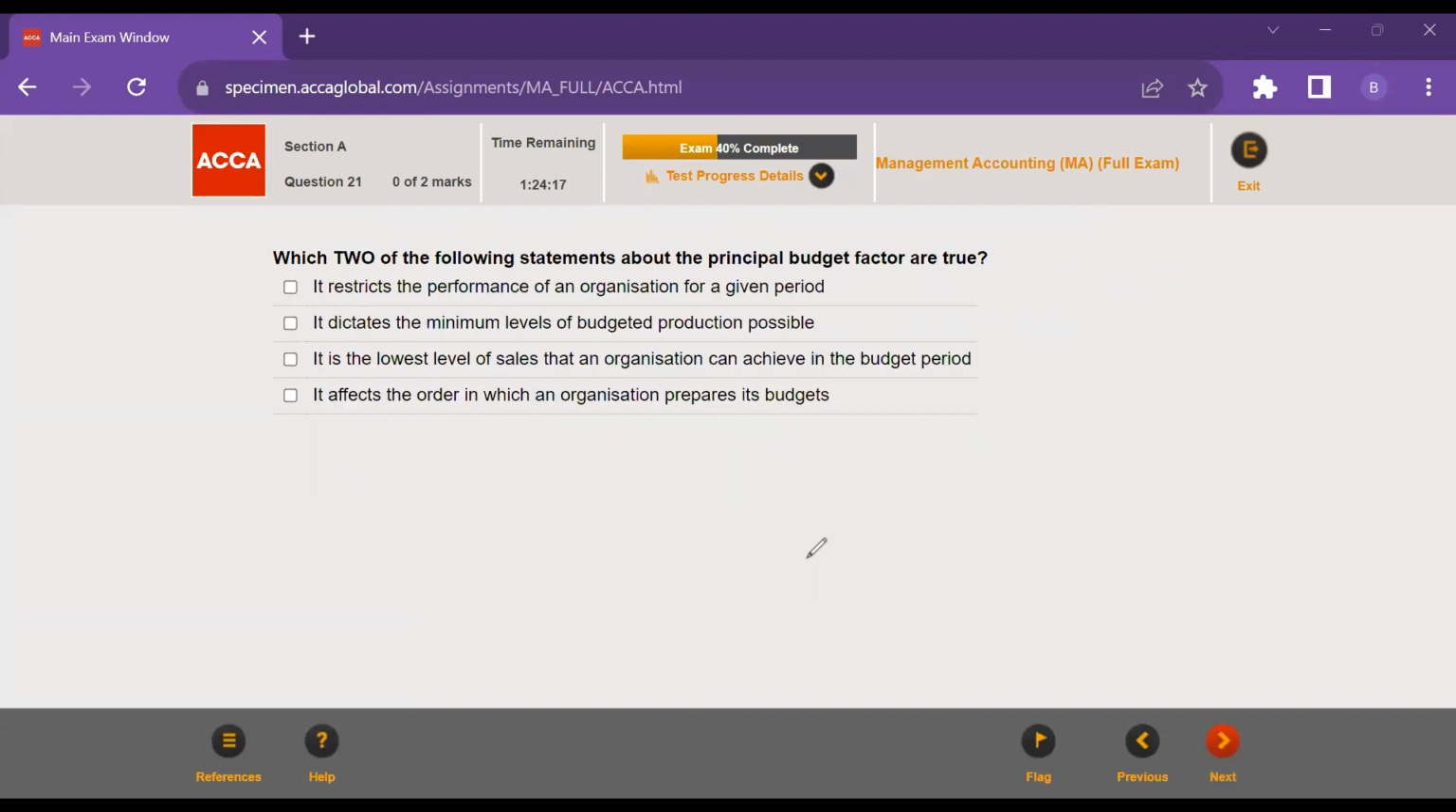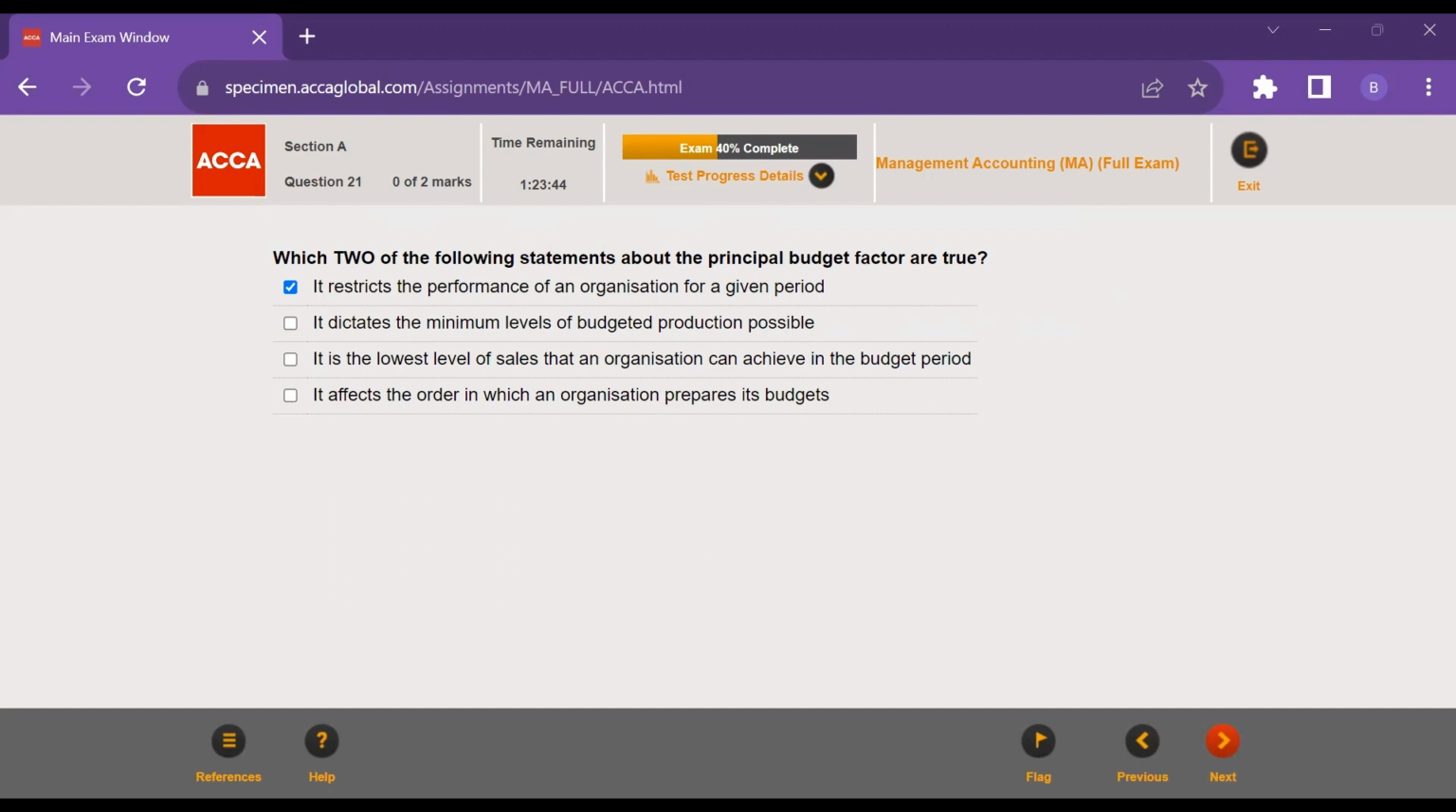So which two of the following statements about the principal budget factor are true? It restricts the performance of an organization for a given period. Now this is true. When you are having a principal budget factor, this will restrict the company from making maximum profits. Also, the factor that it restricts will be sales, but there can be other limiting factors also.